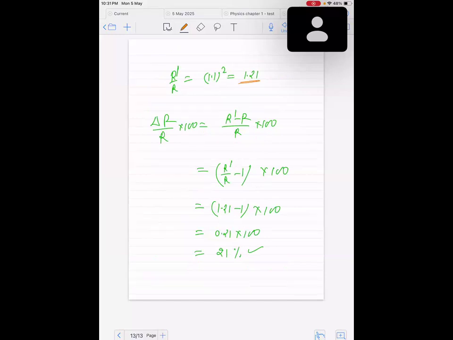But they are asking the percentage change in R, which is delta R upon R into 100. Delta R means the change in resistance: new resistance minus old resistance, upon old resistance, into 100. So it is R prime by R minus 1. R prime by R is 1.21. Put it here, so it is 21%. Okay. Yes, sir.